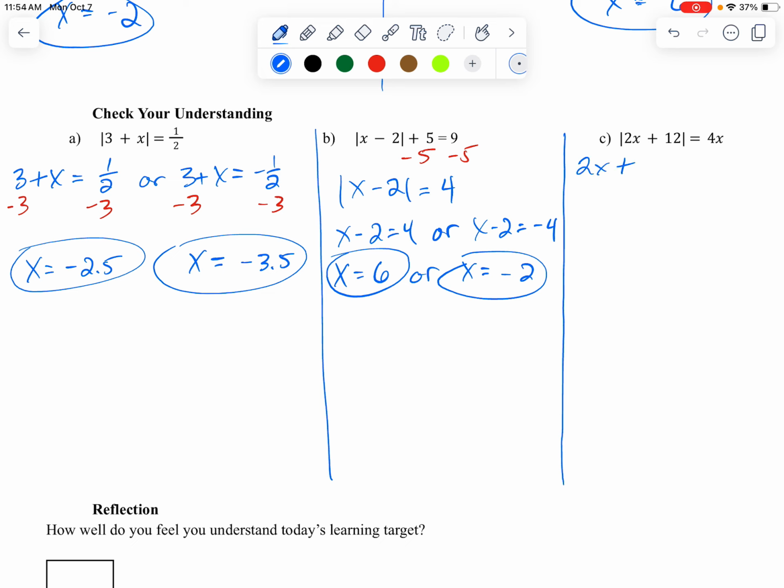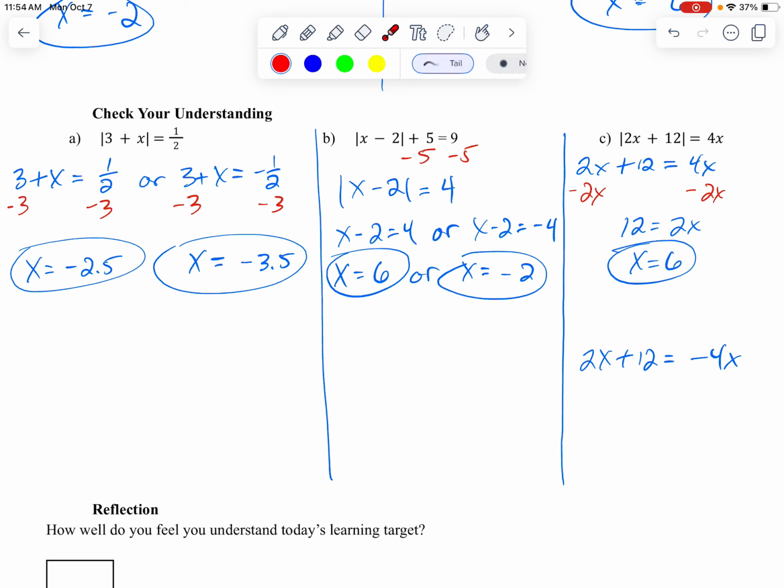Let's set this up. 2x plus 12 equals 4x. And I'm actually going to go below just to save space because I'm running out. 2x plus 12 equals negative 4x. So when I solve up top, I'm going to start by subtracting 2x from both sides. That'll get all my numbers on one side, all my variables on the other. 12 equals 2x. Divide both sides by 2, you should get x equals 6. And that solution is going to be okay, right? Because 6 times 4 is 24. That's a positive number.